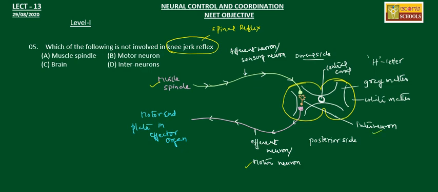So what is not included in is the brain. So the answer, which is not involved in the knee jerk reflex, is brain. So option C is right.